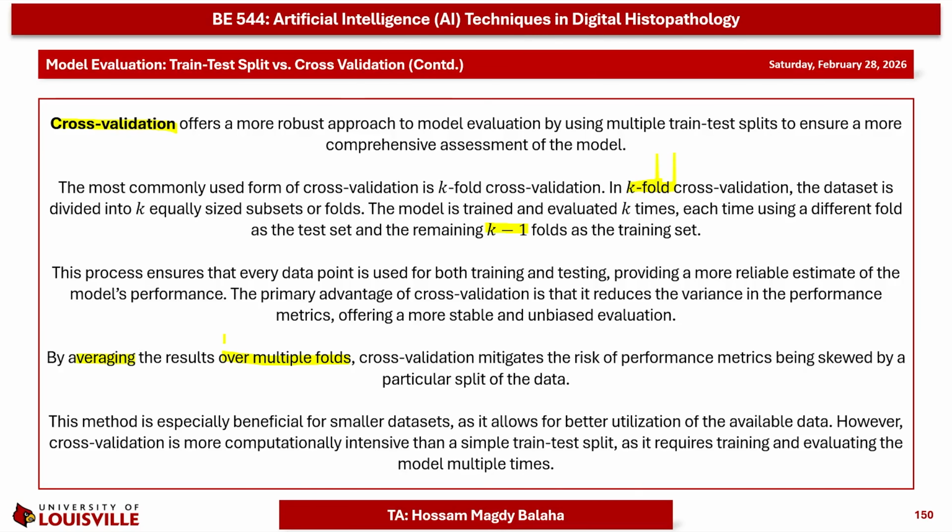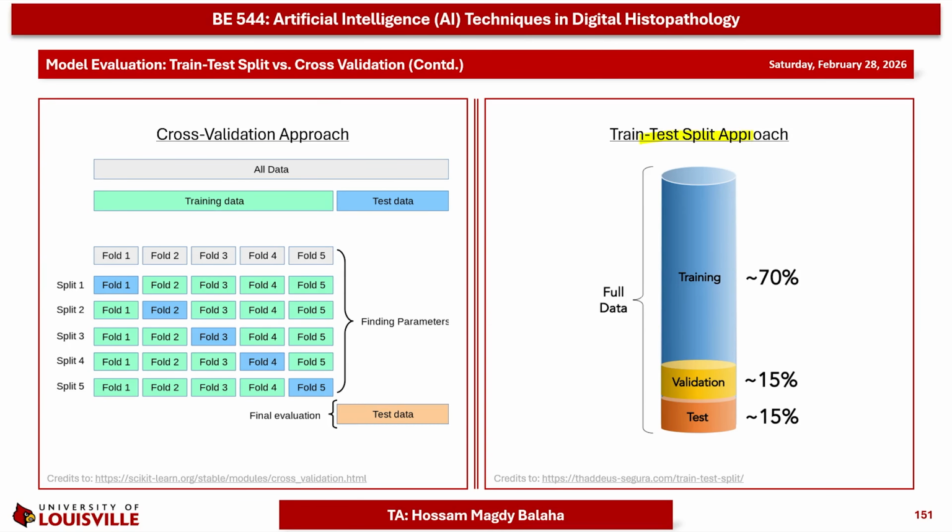To understand it, let's see this figure. For the train test split, as mentioned, we have the full data and we are splitting it into 3 partitions. Let's say 70 for the training, 15 for the validation, and 15 for the testing. And for cross-validation, we have all of the data. Then first, we will split it into the training data and testing data. Let's say we will take out 15% from the whole data to be for the testing subset.